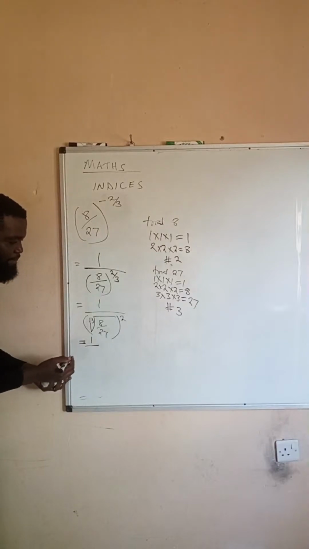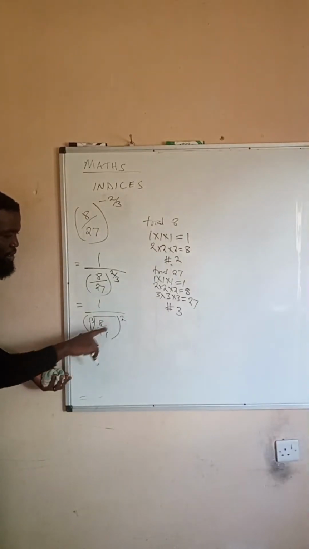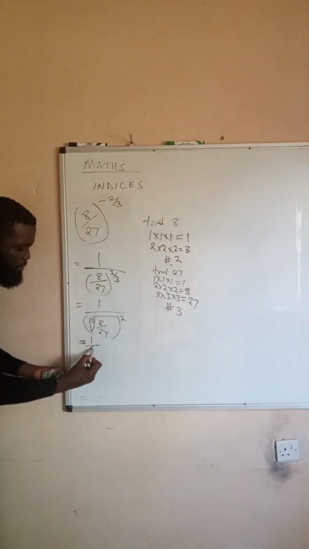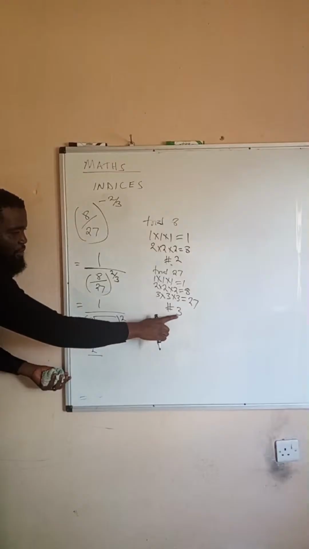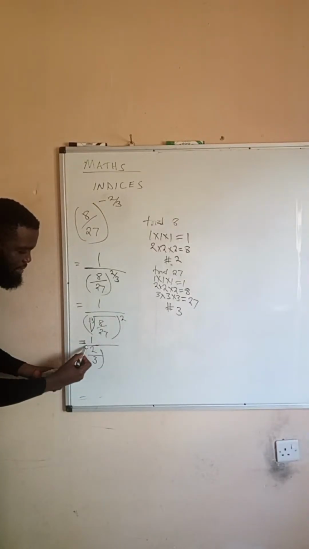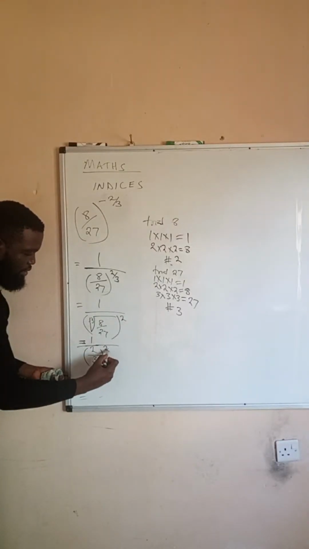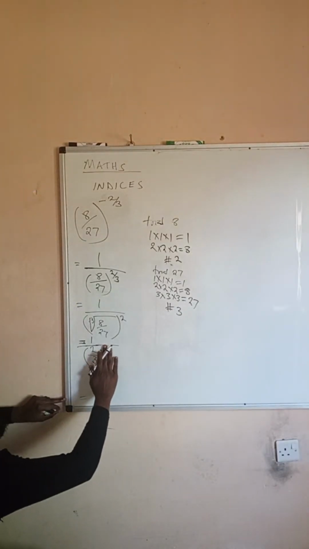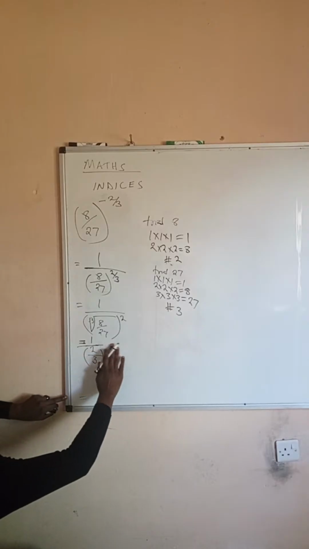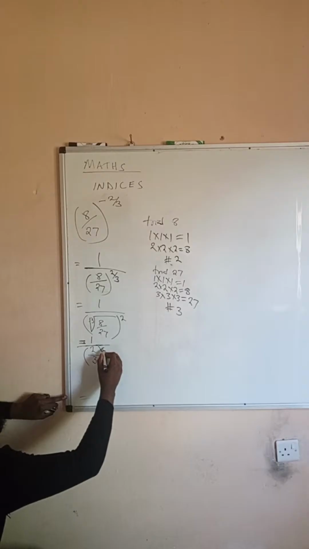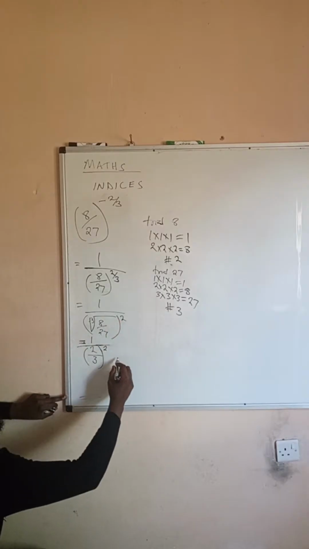1 over 2 over 3. So the trial for 8 is 2 over, the trial for 27 is 3, which is this one. You put brackets like this. You put 2 there to the power 2. Okay, I hope you understand the to the power 2, these 2.